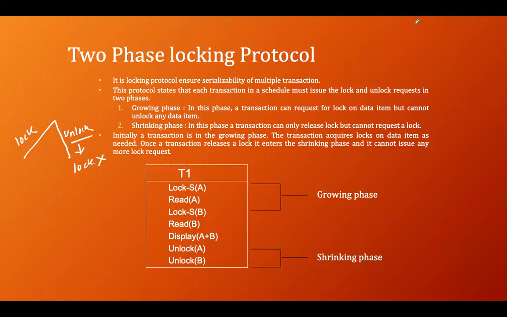Get it? If a transaction is going for the lock, it is allowed, reading it, going for the lock, allowed, reading it, displaying it. But once it does the first unlock, it will not get any lock after that. That is why there are two phases. One is the growing phase, in which it takes all the locks, and there is a shrinking phase in which it unlocks. Initially, a transaction is in the growing phase. The transaction acquires locks on data items as needed. Once the transaction releases a lock, it enters the shrinking phase and it cannot issue any more locks after that.